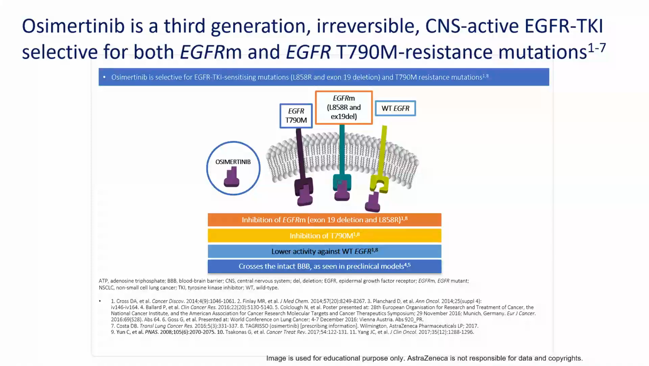There is inhibition of EGFR mutation, inhibition of T790M, and lower activity against wild type EGFR was also noted. It crosses the intact blood-brain barrier as seen in preclinical models, which is most important because EGFR positive patients do develop brain mets eventually. Osimertinib has very good CNS progression-free survival and CNS disease-free survival as well in patients who do not have baseline brain metastasis.